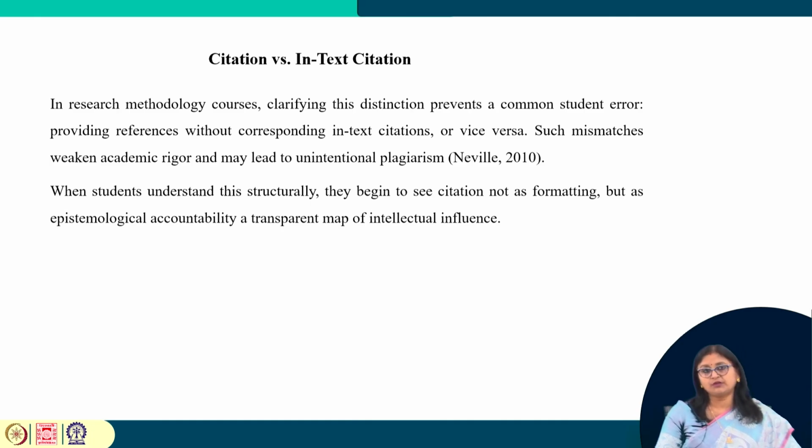Because in research methodology courses, clarifying this distinction prevents a common student error: providing references without corresponding in-text citations, or vice versa. Such mismatches weaken academic rigor and may lead to unintentional plagiarism, according to Neville in 2010.